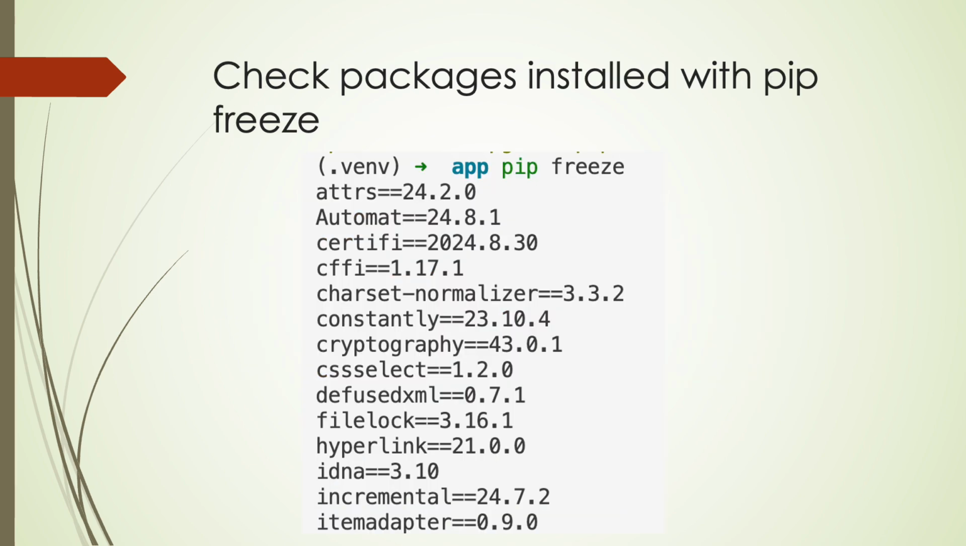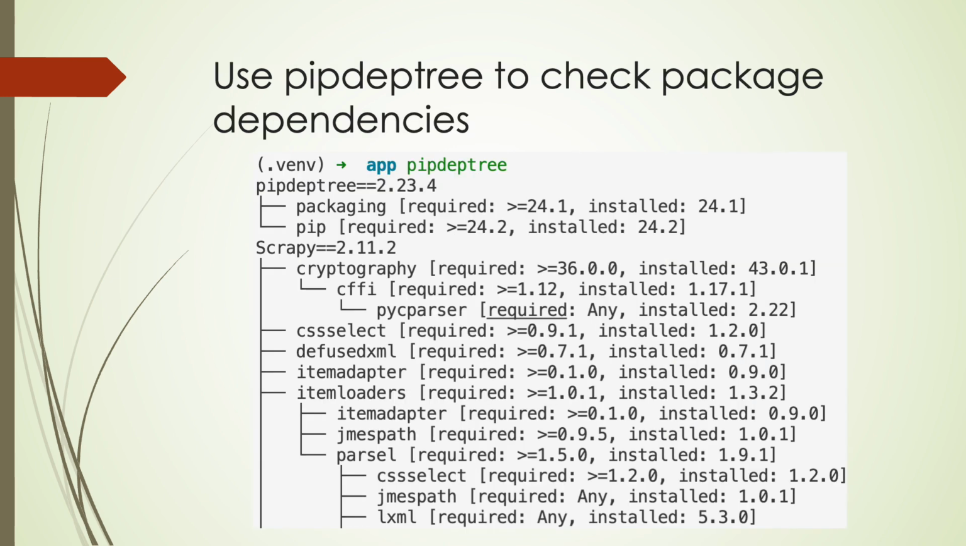If we run pip freeze to check the packages installed in the virtual environment, we will see a very long and very complex list, most of which are the dependencies of the Scrapy library. We can use pipdeptree to print the dependency tree in the current virtual environment. As shown in this picture, Scrapy has a very complex hierarchical dependency tree.